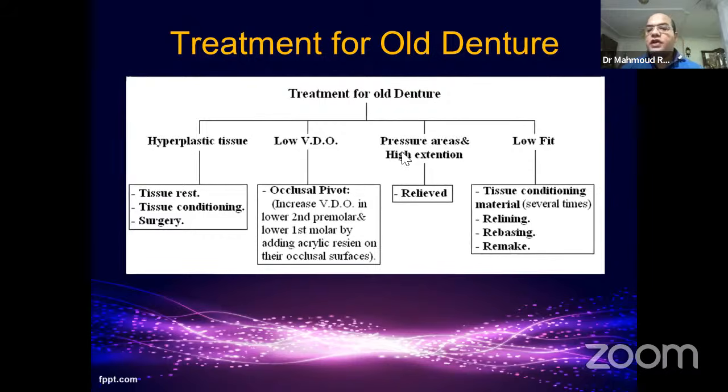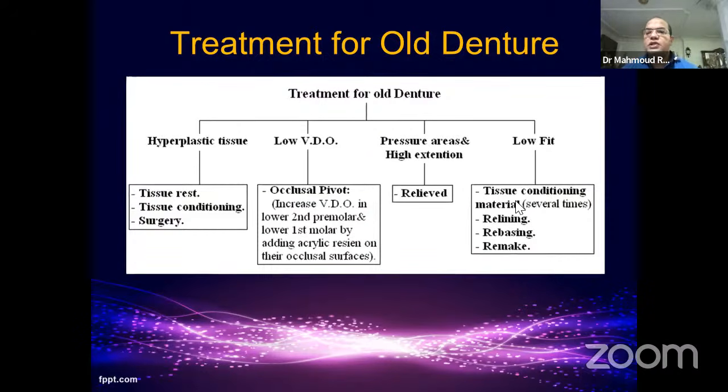If there are any pressure areas and the high extension of the flanges due to poor resorption, you must relieve it in order to decrease the irritation. If there is poor fit, use a tissue conditioning material. We use it several times because the plasticity of the tissue conditioner lasts for a few days, and then it becomes hard. So we use a tissue conditioning material several times and then reline the denture.